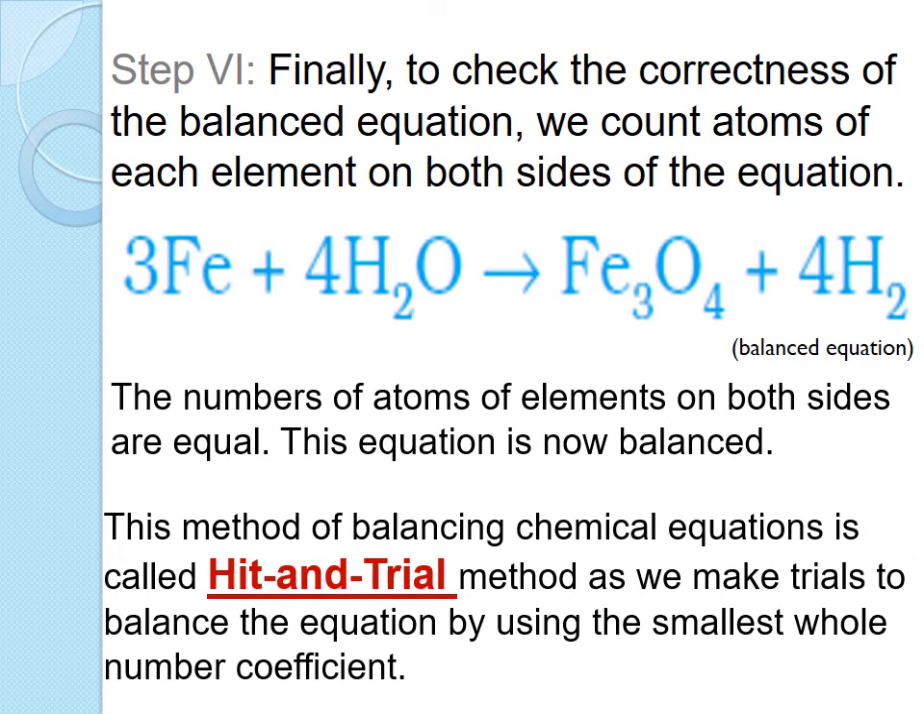This method of balancing chemical equations is called the hit and trial method, as we make trials to balance the equation by using the smallest whole number coefficients. If you fail 1000 times, try once again.